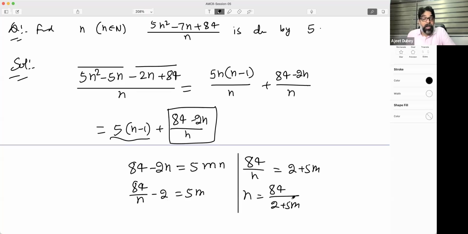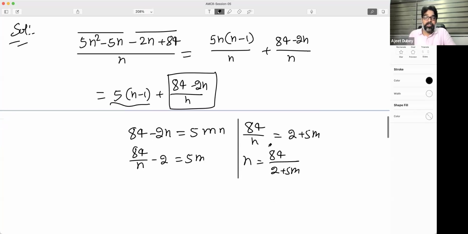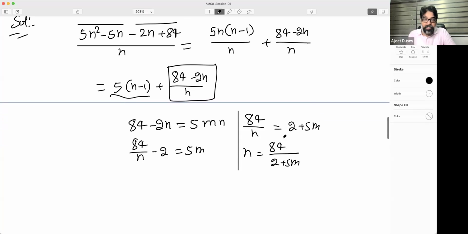This is the n value. And now we have to check out all possible conditions of this. So this quantity should be a natural number, and as well as it should satisfy this condition. So first thing, 2 plus 5m must be greater than 0, because if you want this to be a natural number, this should be greater than 0.